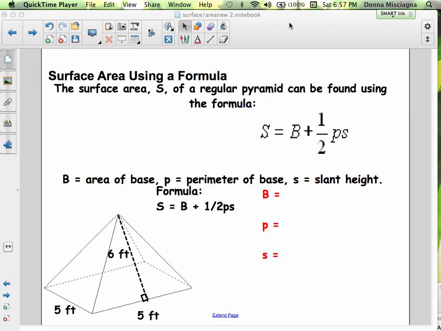All right, so B is the area of our base, P is the perimeter of our base, and S, or L, is slant height. Now here we have a square pyramid. I'm trying to show you that slant height, see the dotted line is marked with a 6. So that's trying to be slant height as best I can, 3-dimensional on a 2-dimensional surface.